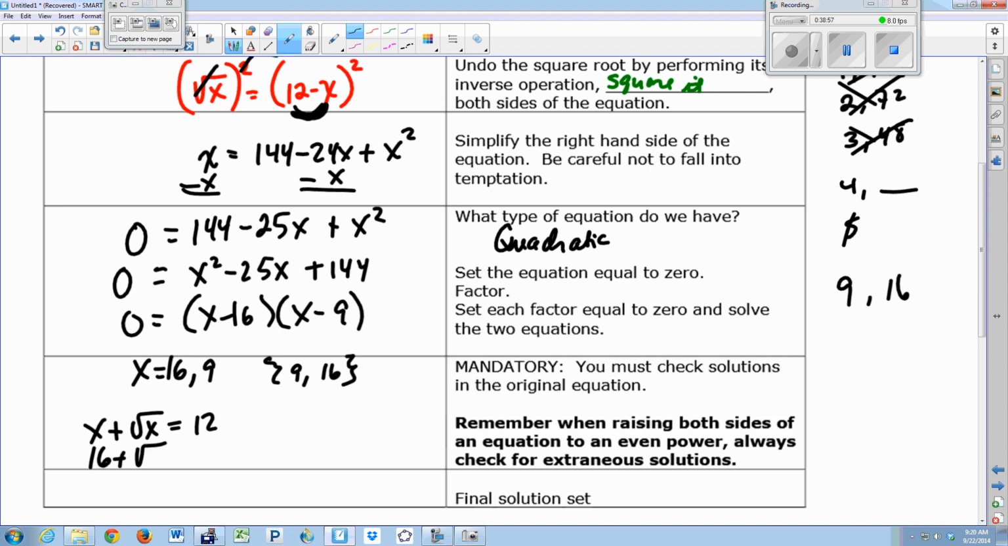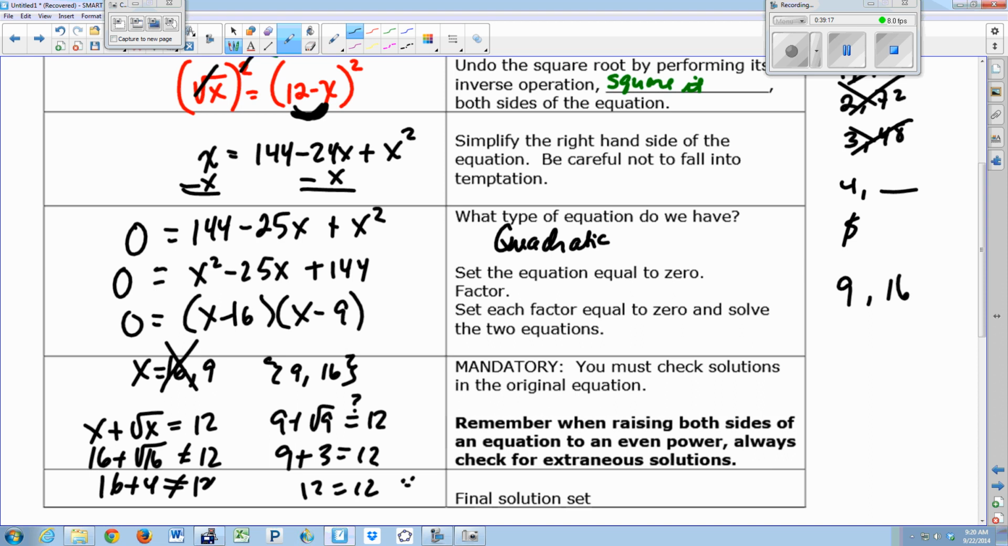16 plus the square root of 16 equals 12. 16 plus 4 does not equal 12. So 16 doesn't work. What about 9? 9 plus the square root of 9. Does that equal 12? That's what we're trying to figure out. 9 plus 3 equals 12. 12 equals 12. You're a happy camper.